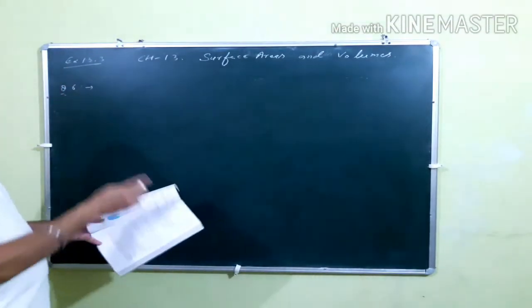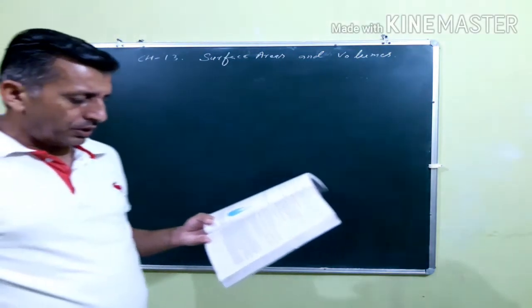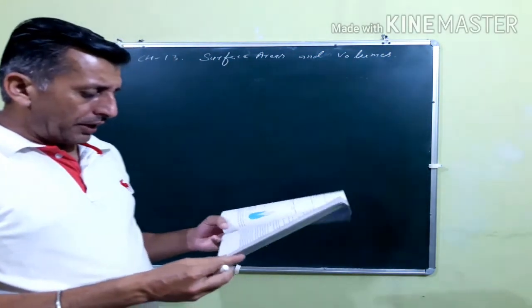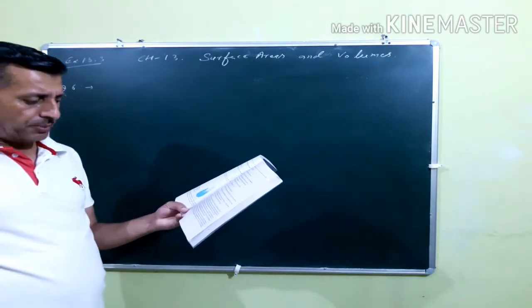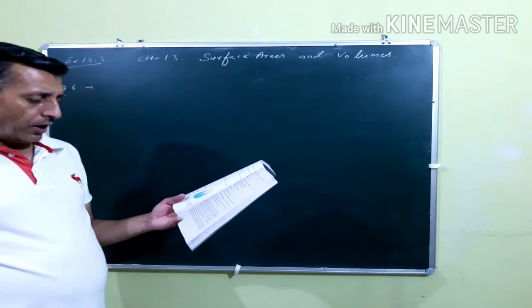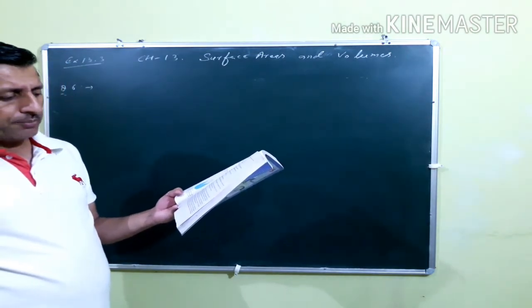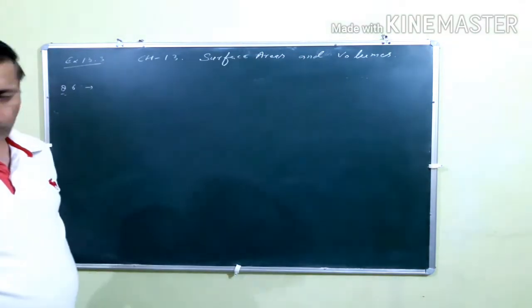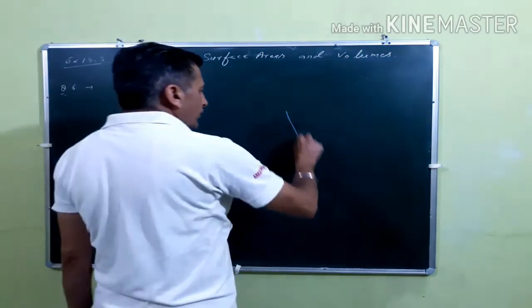Now students, I am going to start with question number 6 from exercise 13.3. This is based on the cone. In this case, it says that the slant height and the base diameter of a conical tomb are 25 meters and 14 meters respectively. Find the cost of whitewashing its curved surface area at the rate of rupees 210 per 100 meter square. So it asks what the total cost is to paint the curved surface area of a cone.